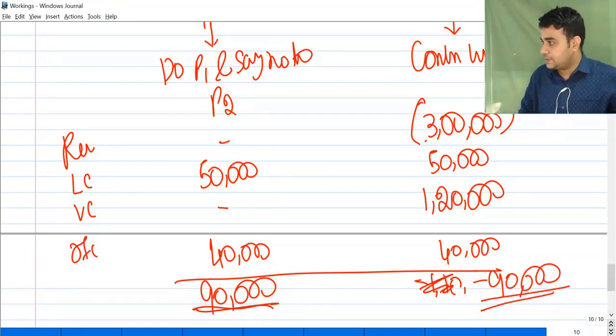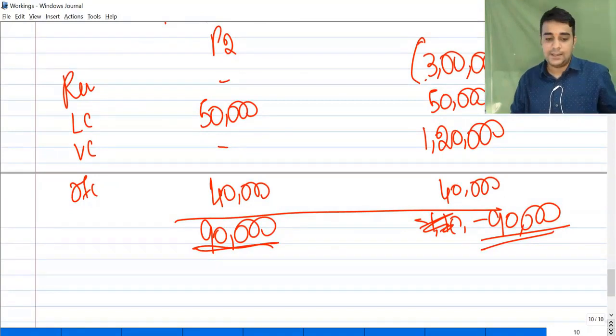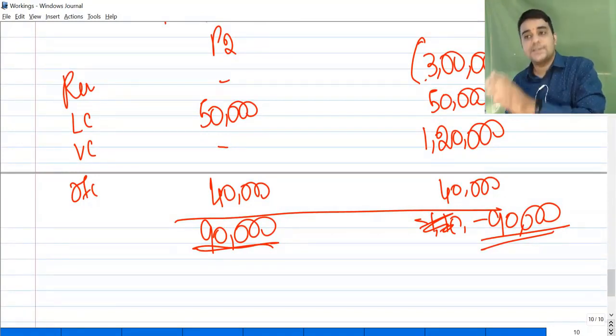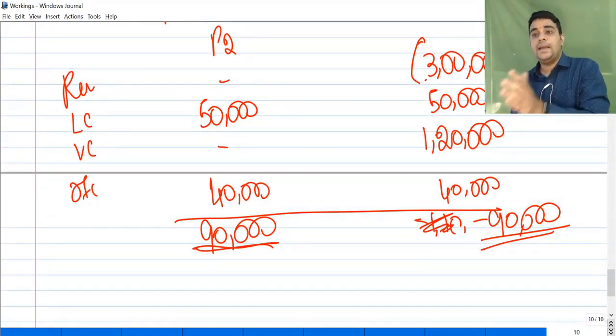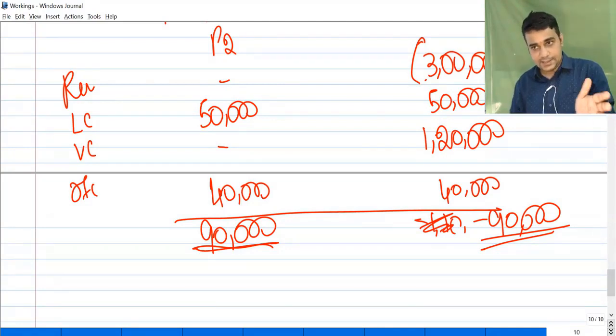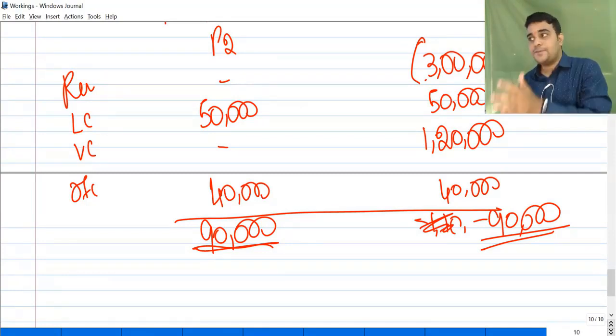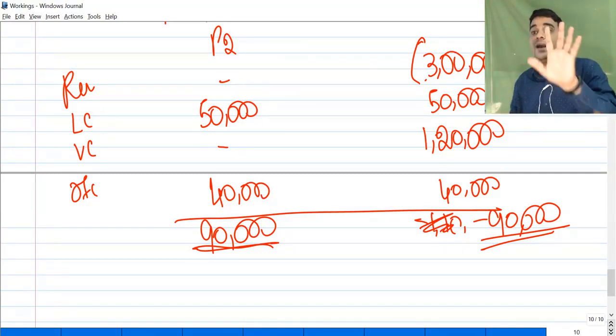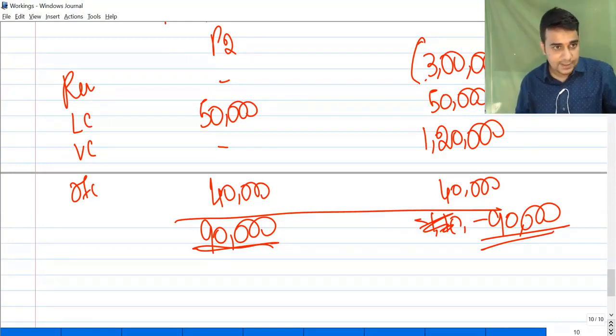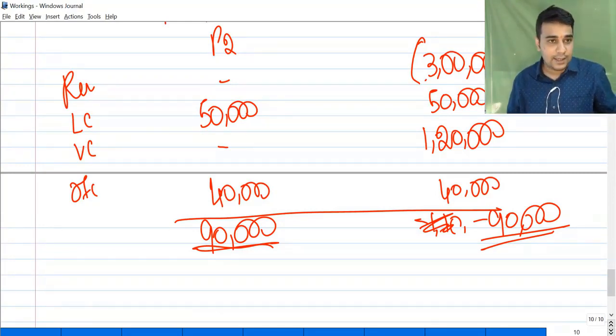One side the total is plus 90. The other side the total is minus 90. Relevant cost is yes minus no. 90,000 minus of minus 90 is plus 90. Yes minus no. Always, that's the formula for relevant cost. 90,000 minus of minus 90 is 90 plus 90, 1,80,000 is relevant cost. How can you calculate this 1,80,000?